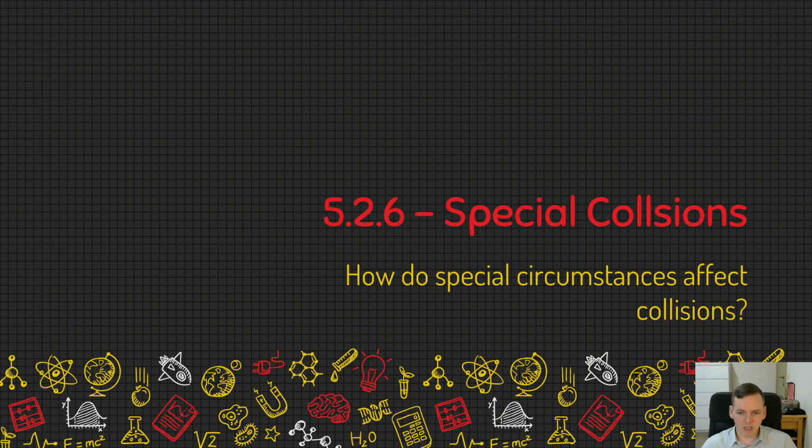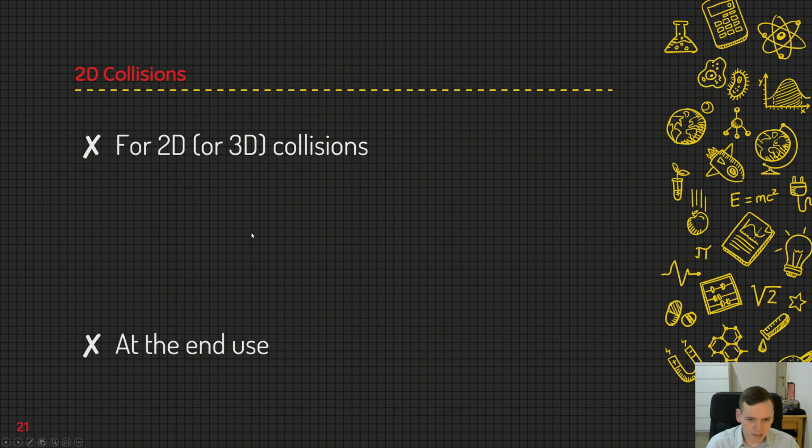All right, we want to look at a couple special collisions or kind of edge cases here. This should be real quick and easy. So first of all, for 2D or 3D collisions, just conserve momentum in all dimensions.